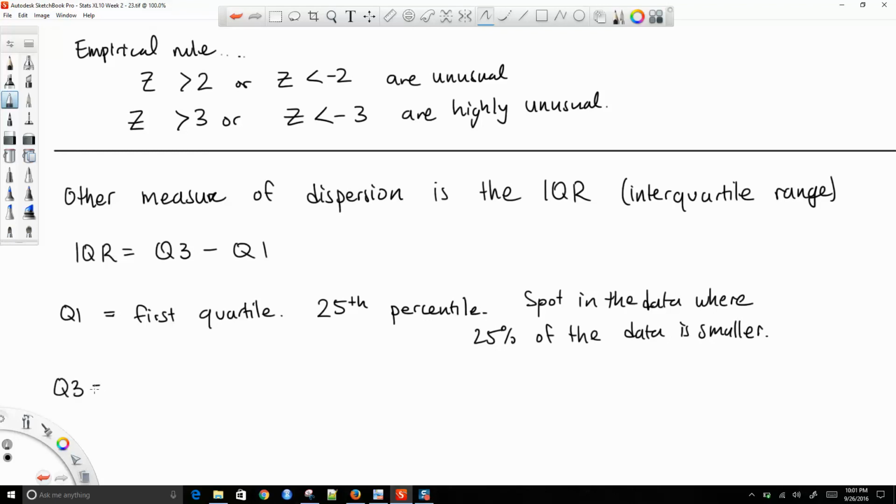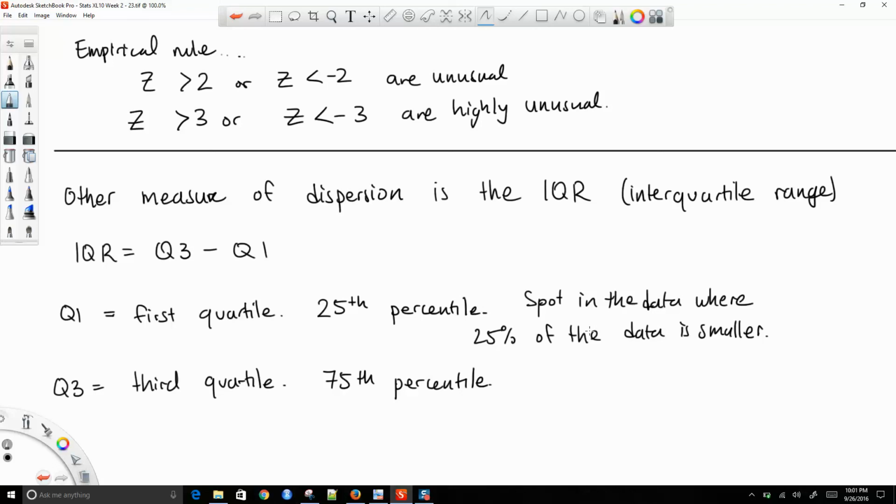Q3, this is the third quartile, or the 75th percentile. It's the spot in the data where 75% of the data is smaller. So what does this look like?